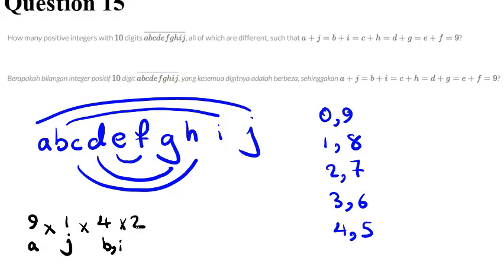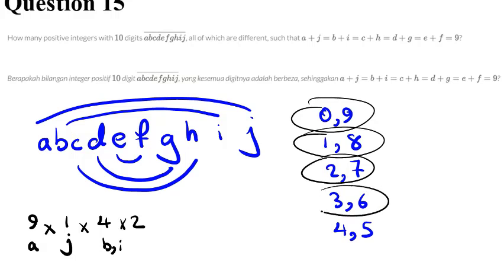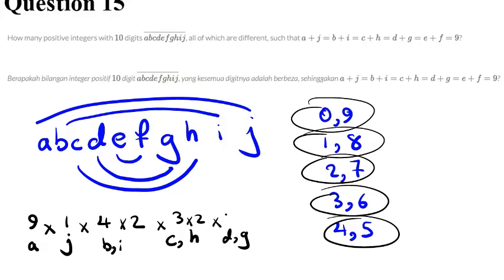4 times 2. Why? Because you select one of these pairs and you say, okay, it can be, for example, 2, 7 or 7, 2. Or you can say b has 8 cases left, and i will be 1. And the next one, for c and h, it will be what? 3 cases are left times 2. For d and g, it is 2 cases left times 2, and for e and f, 1 case is left times 2. For example, 4, 5 or 5, 4.